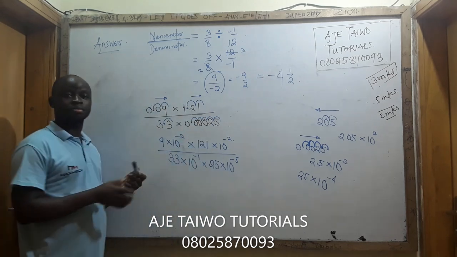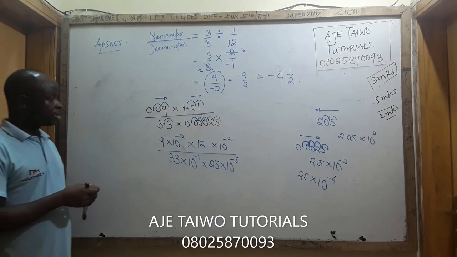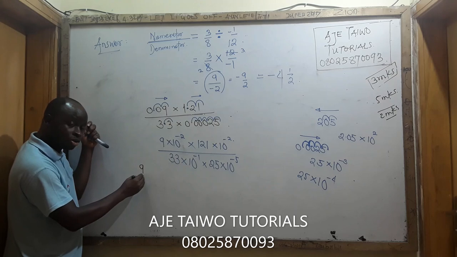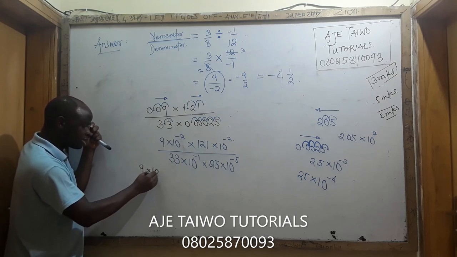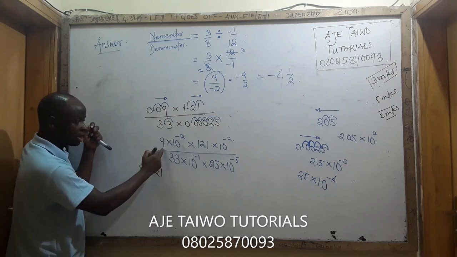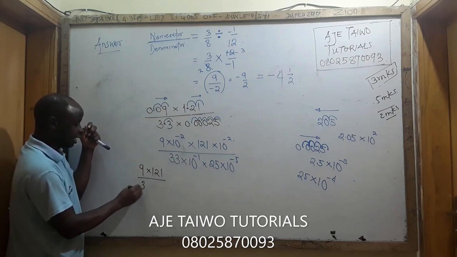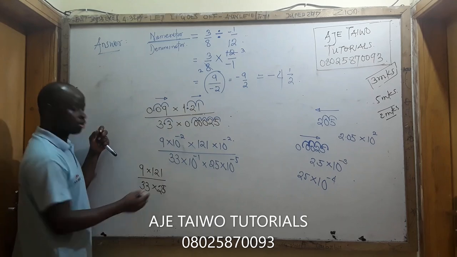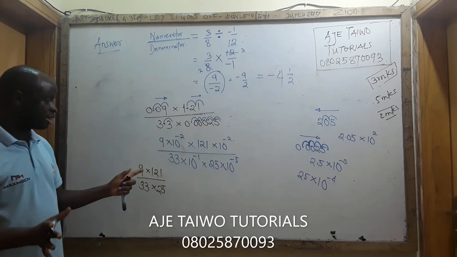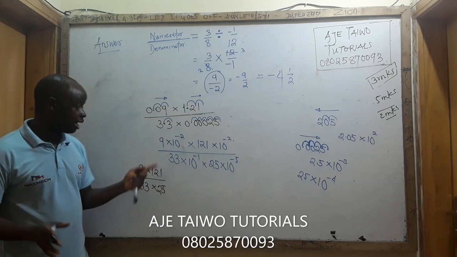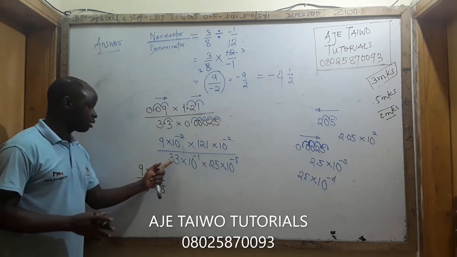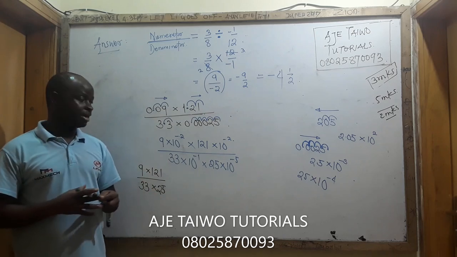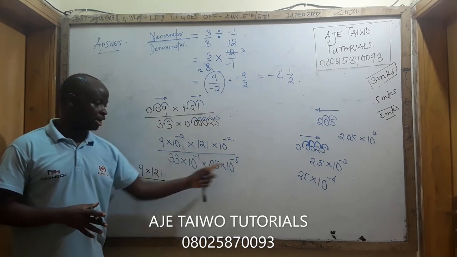So, the next thing I will do here is to say, just watch, 9 times 121 over 33 times 25. Can you see now? I pack all numbers together. See me, I pack all the numbers together: 9, 121, 33, 25. I packed all numbers together and I'm leaving behind all the exponentials.